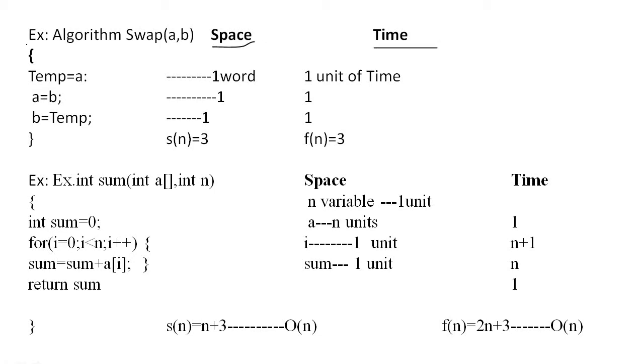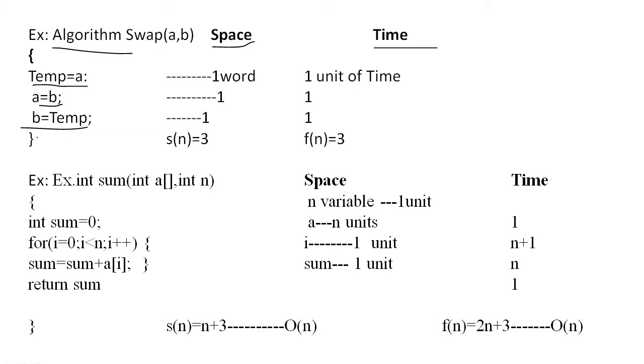What we are doing in this algorithm is simply swapping the values of A and B. I am taking 2 values, A and B, and simply swapping the A value into the B value. For that purpose, this is the code: temp is equal to A, A is equal to B, B is equal to temp. That is, the A value is stored into the temp variable. After that, whatever the B value is, that is stored into A.